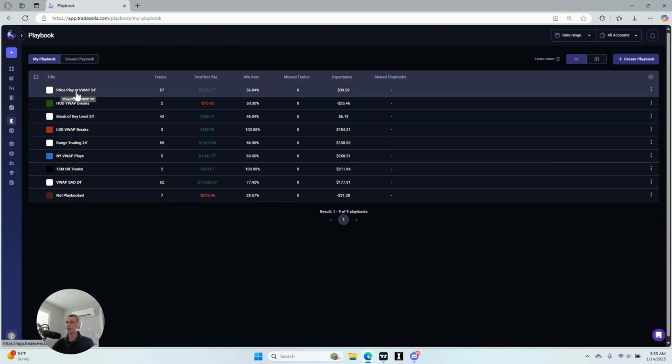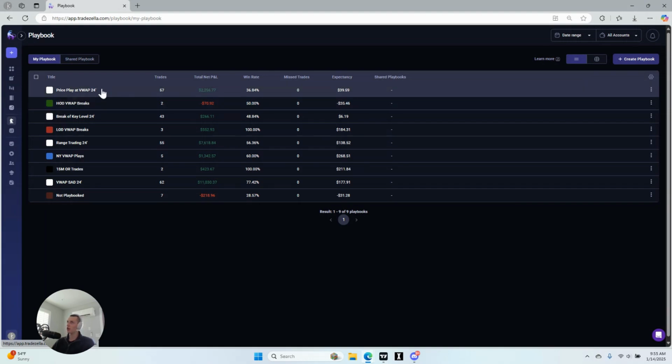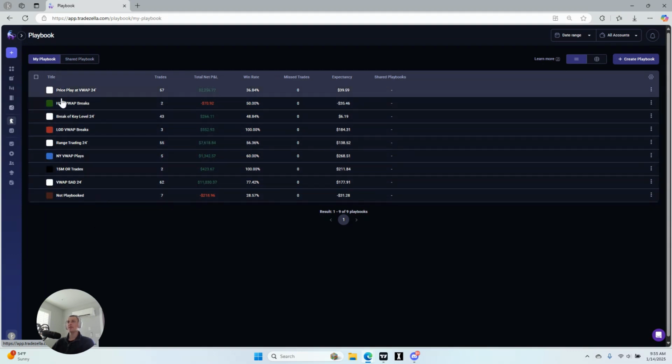And lastly, price play at VWAP. If anything, now that I'm a couple weeks into the year, I'm thinking maybe I just eliminate this or keep it very, very tight. So these new playbooks are my new setups.